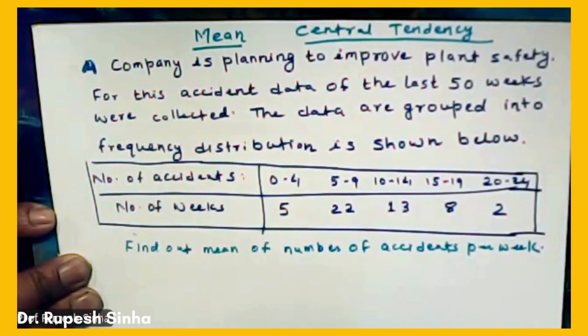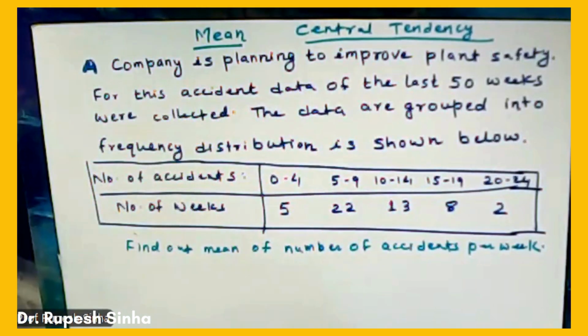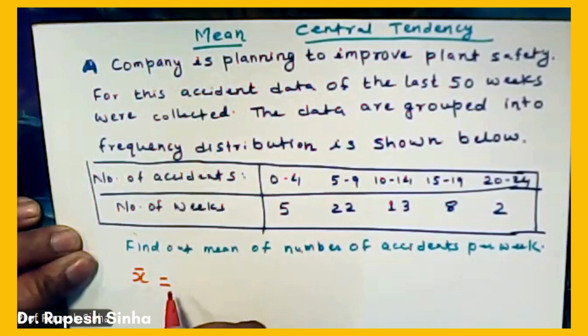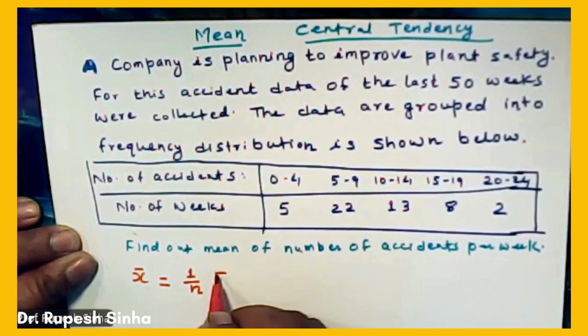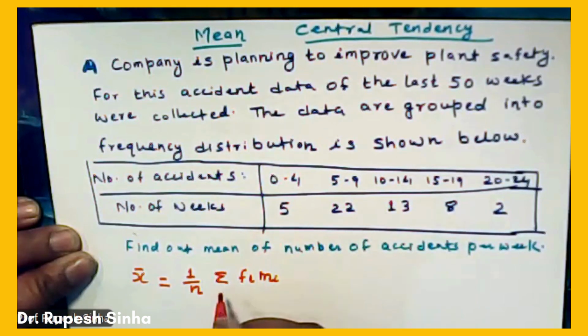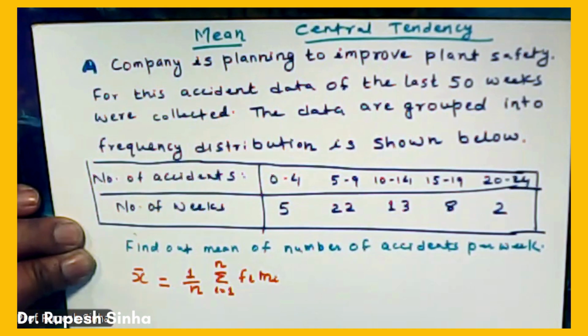Fine. So the formula for direct method is something like this. X bar is equal to 1 by n into summation of fi mi, where i is equal to 1 till n. So this is the formula for finding mean by direct method.